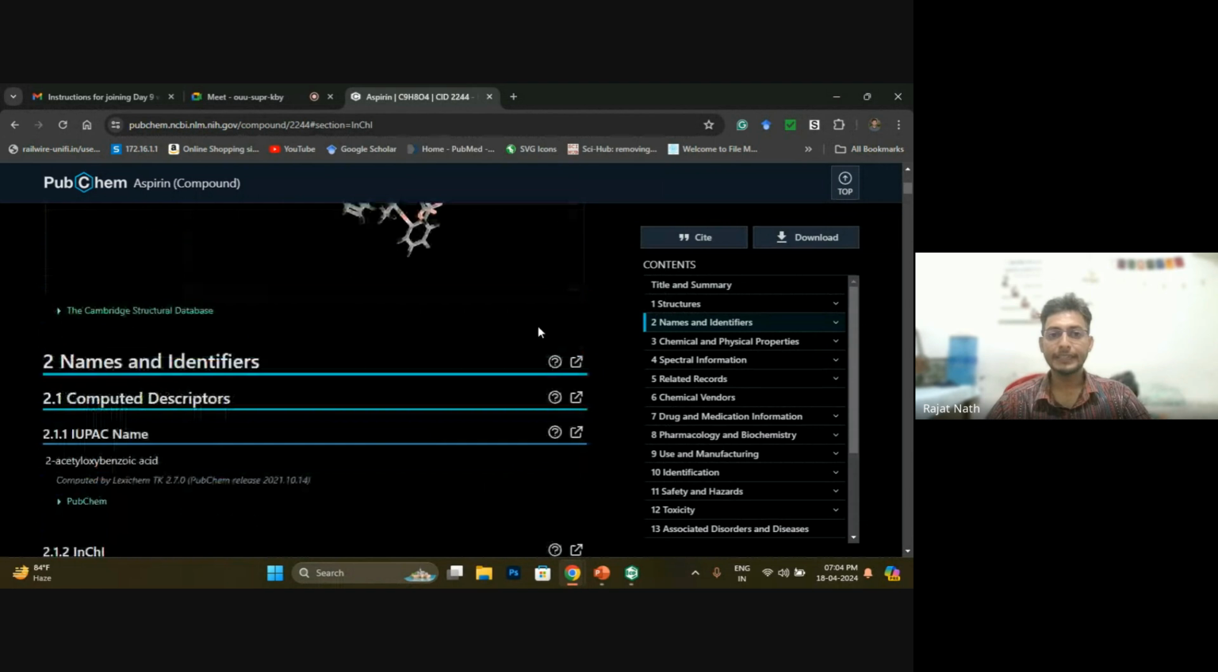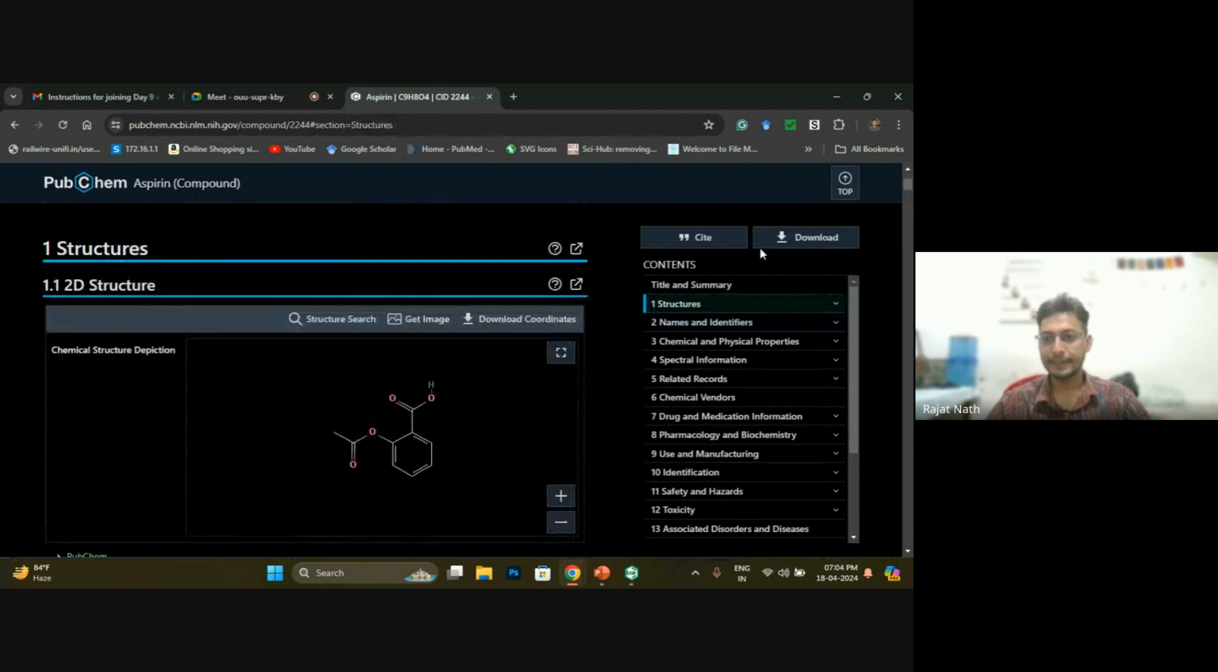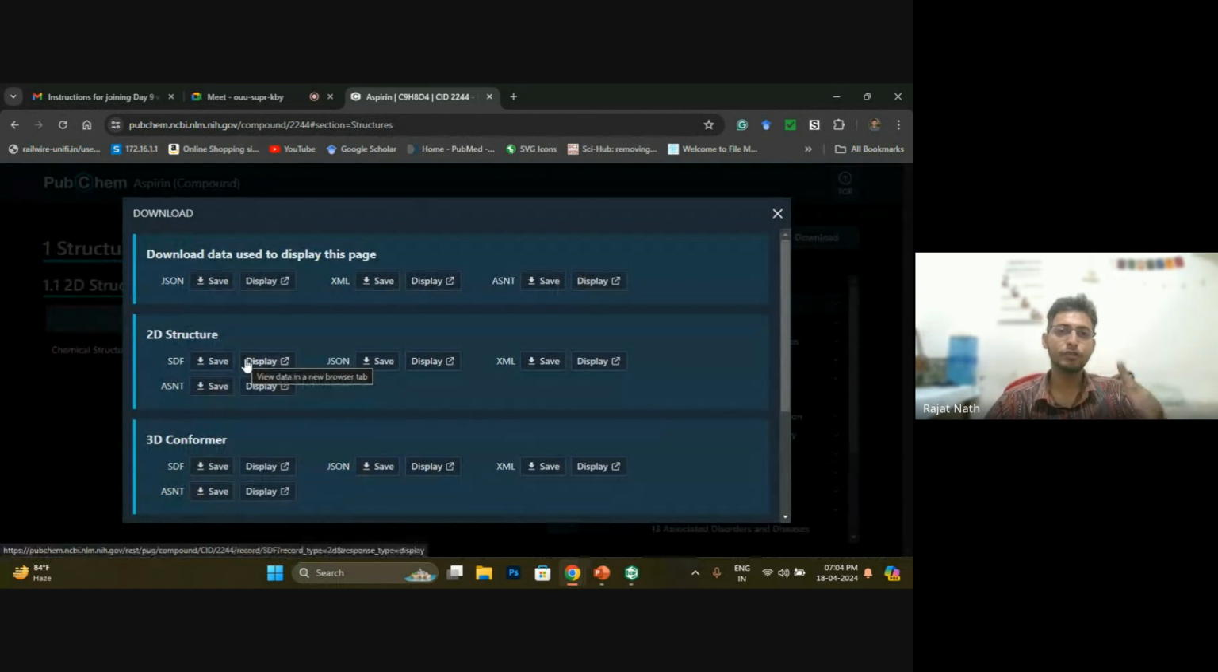Then we need an SDF file for our experiment. On the right hand side, see there is a Download option. Just click on download and you will get the 2D structure and 3D conformer. We never select the 2D structure, because it will not give the perfect or actual result during your bioinformatics analysis. It should be the 3D conformer.